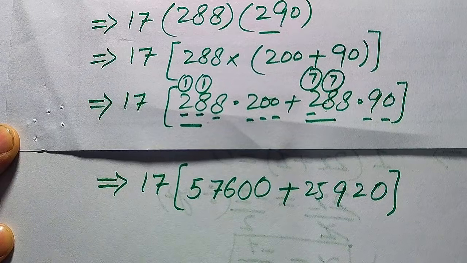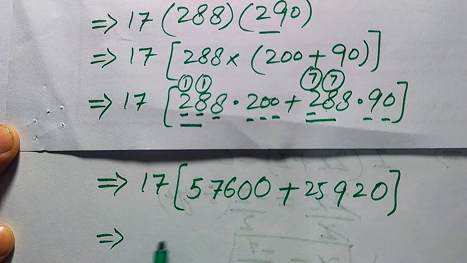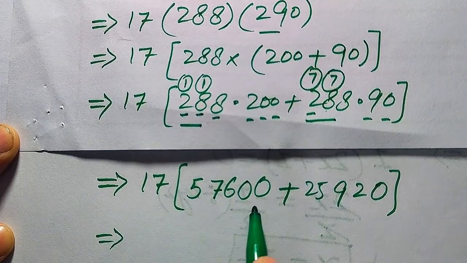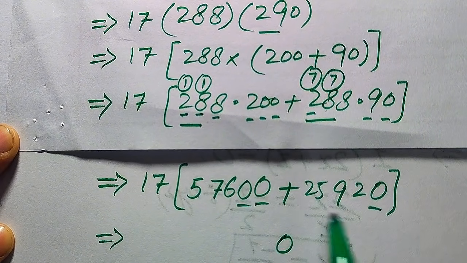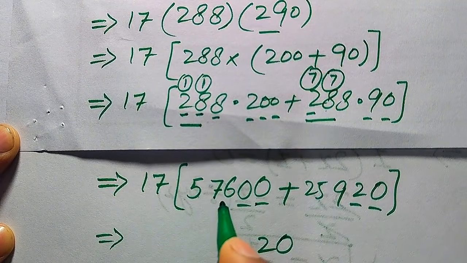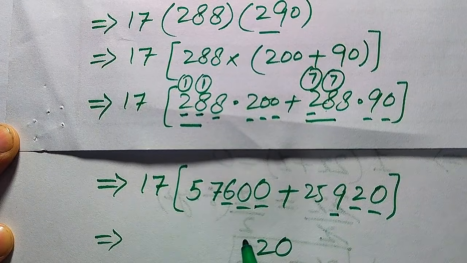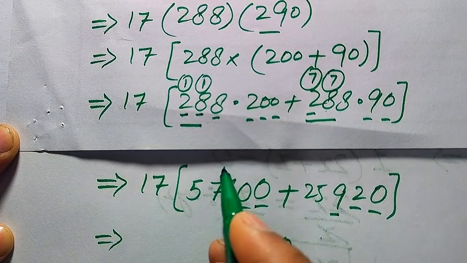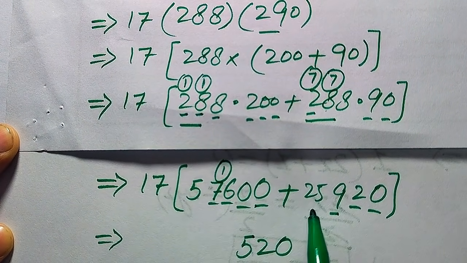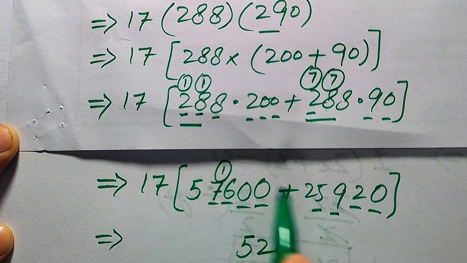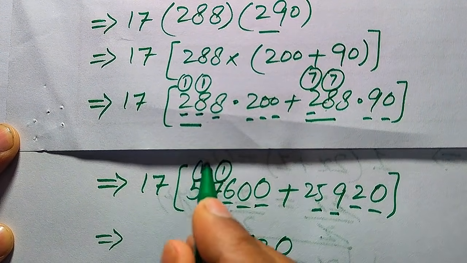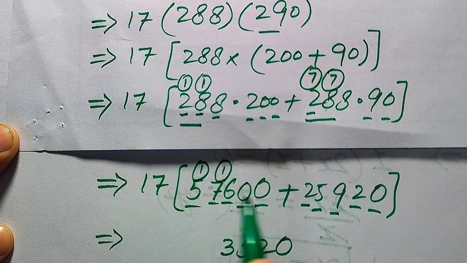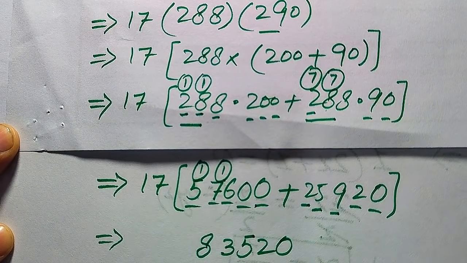So in the next step, we need to sum up both of these two values, and its resulting answer is multiplied by 17. So we have 0 plus 0 becomes 0. 0 plus 2 becomes 2. 6 plus 9 becomes 15. We write 5 and carry 1. So 7 plus 1 is 8. 8 plus 5 becomes 13. We write 3 and carry 1. So 5 plus 2 is 7. 7 plus 1 becomes 8.